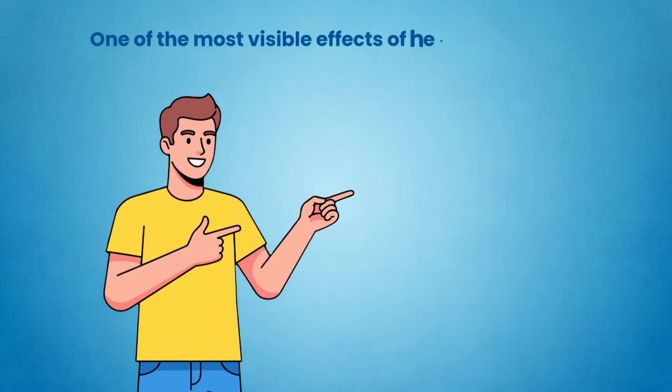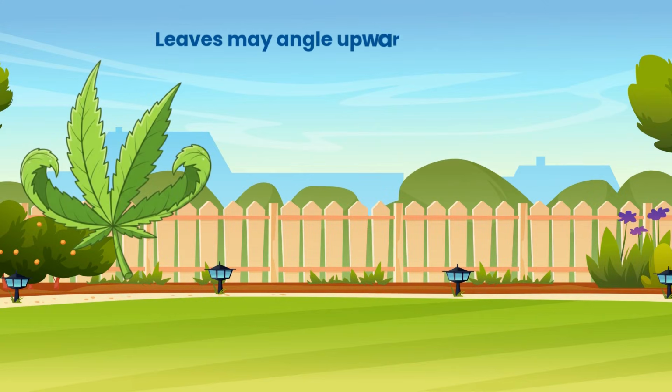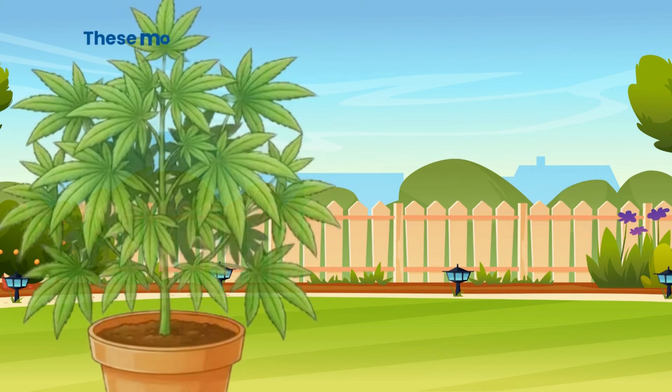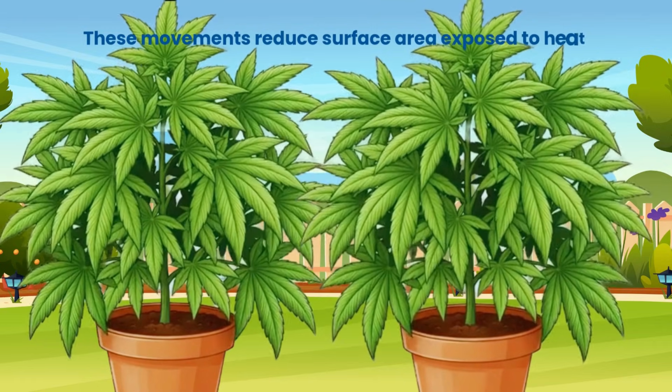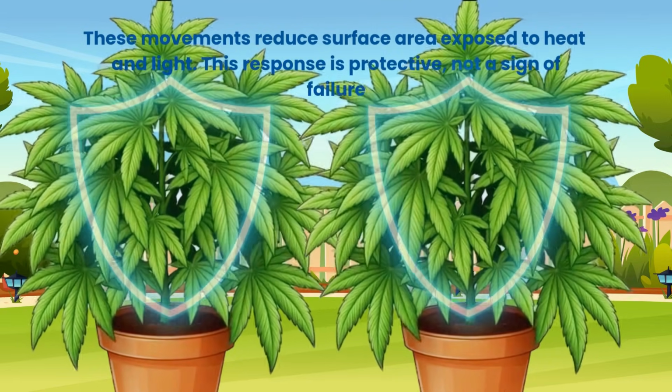One of the most visible effects of heat stress is leaf posture changes. Leaves may angle upward, curl, or appear rigid. These movements reduce surface area exposed to heat and light. This response is protective, not a sign of failure.